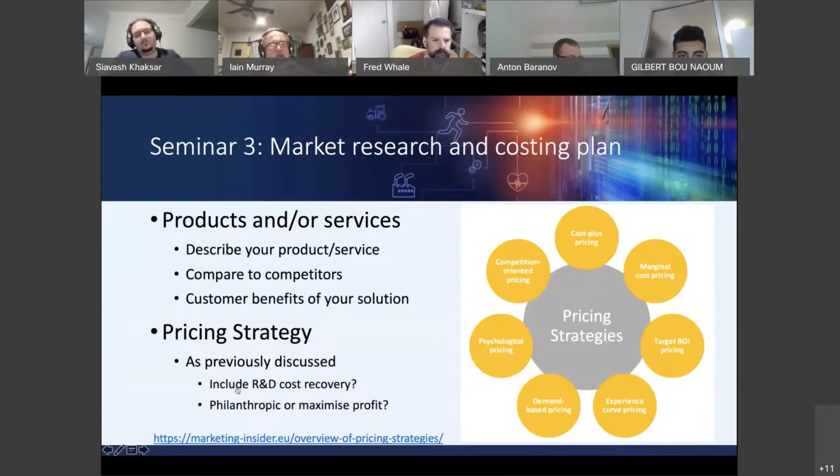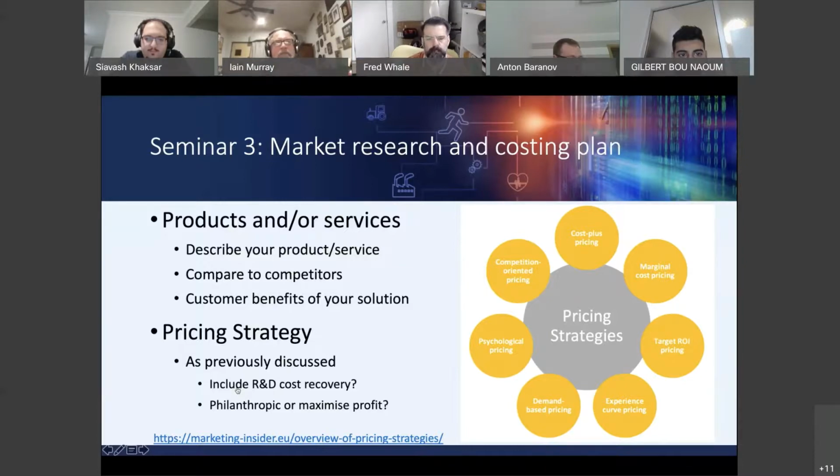And again, this comes from your Canvanizer report that you've already done, comparing yourself to the competitors and the benefits of your solution. So there's a section there on that. Not much to say on it because it's fairly straightforward, and it's from the Canvanizer.